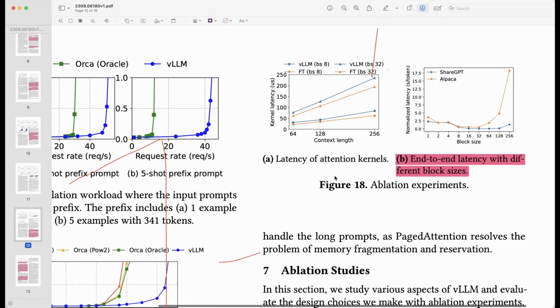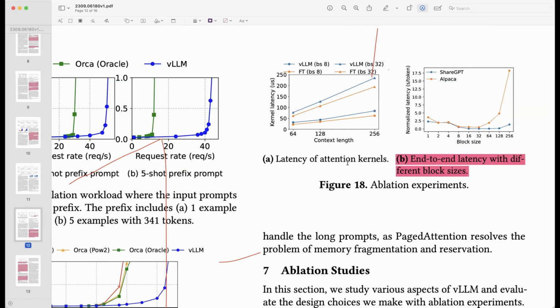Bobby? So in this diagram, 18A, it looks like the lower context length actually has a lower latency, but if you increase the context length, it is increasing. And with the batch size as well, it is diverging pretty heavily because of the memory pressure, right? So within all the KV cache, I assume. Yeah, increasing with context length is probably expected.